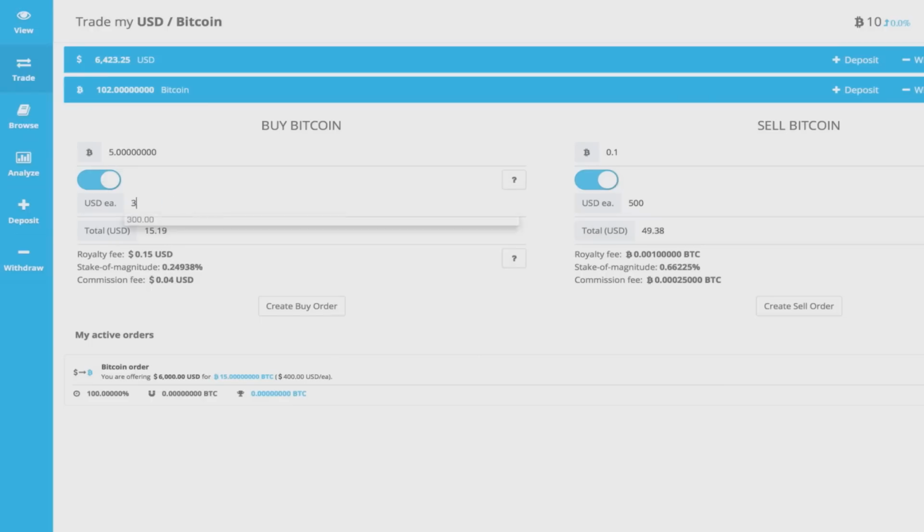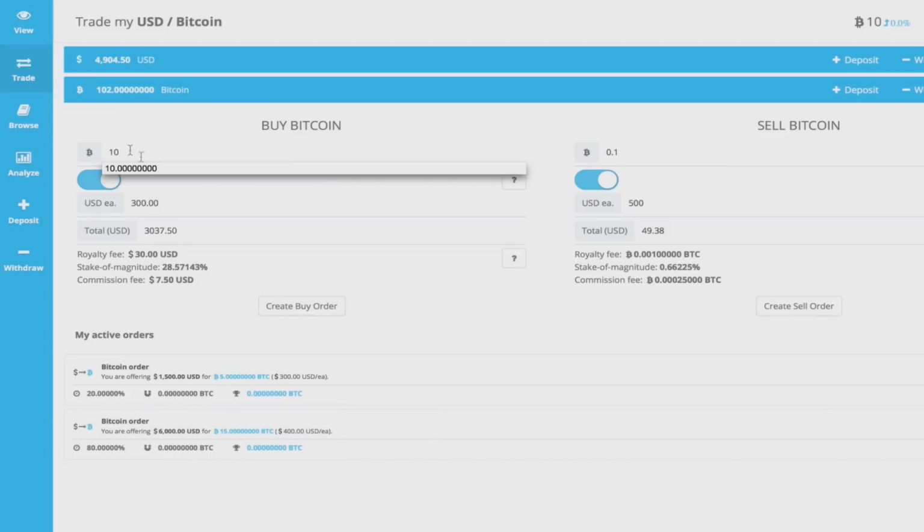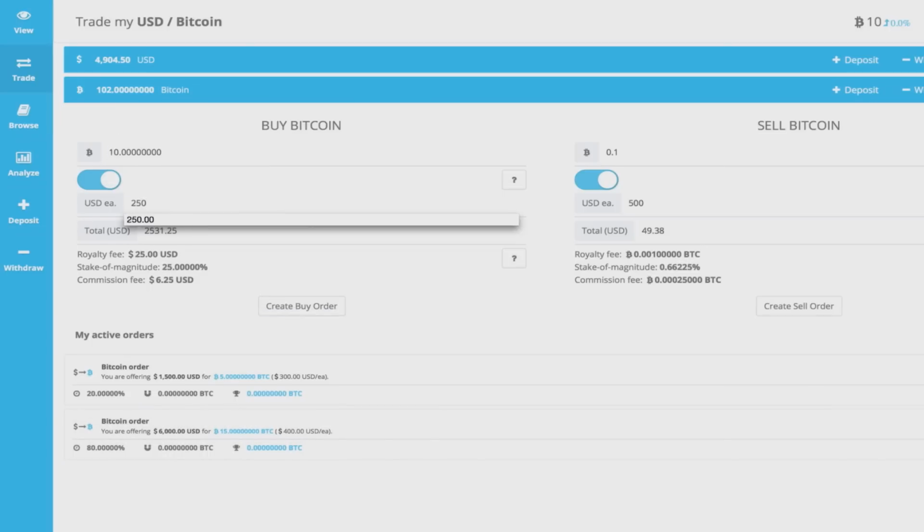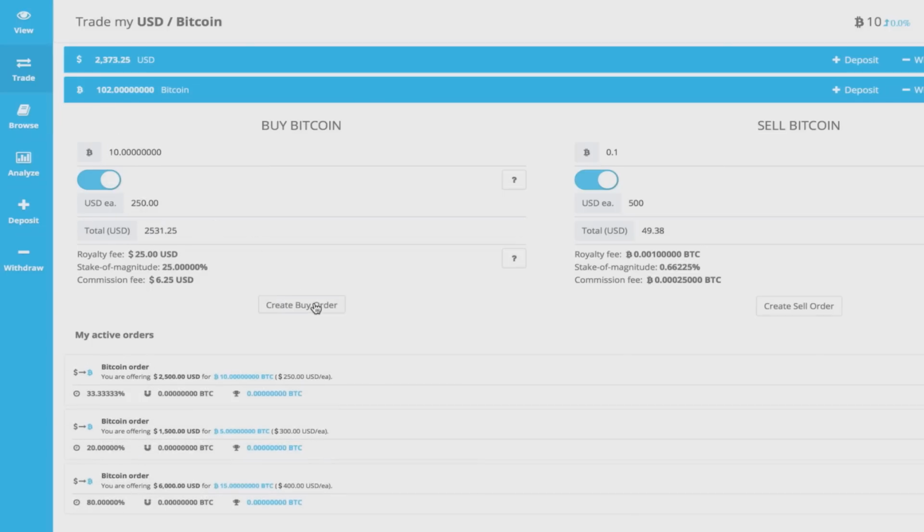I'd be willing to buy 15 Bitcoins at $400. I'd buy 5 more at $300. And 10 more if I could get them at $250. Okay, so at this point, I have 3 orders. And Brittany has also placed 3 orders, which have paid royalties to my orders.